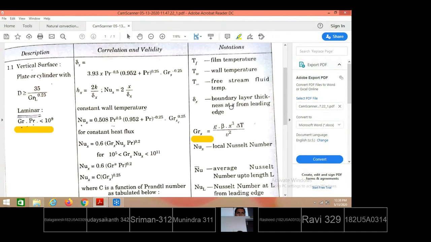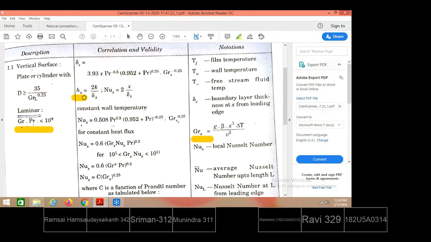What is delta T? It is the difference between the wall temperature and the free stream fluid temperature. The boundary layer thickness at any height is delta by x. Here that x is also taken to the right hand side, then it becomes 3.93 x, Pr to the power minus 1 by 2, meaning minus 0.5. This relation is the same as what we have just now seen.